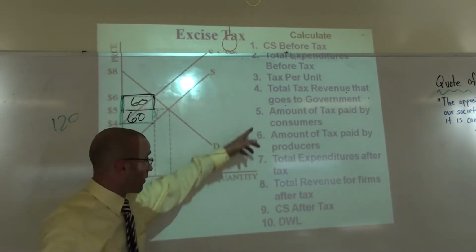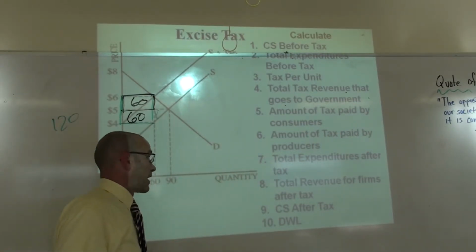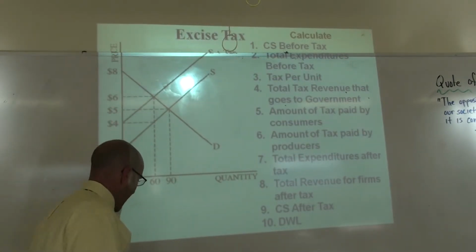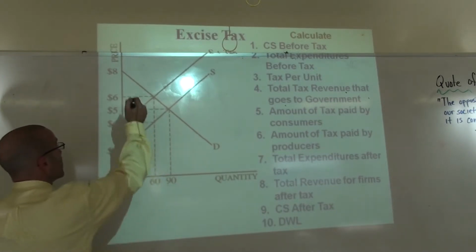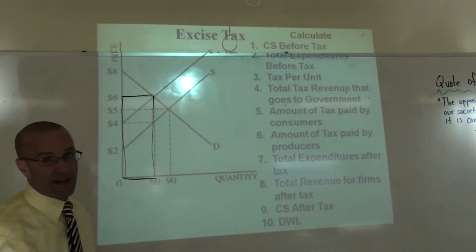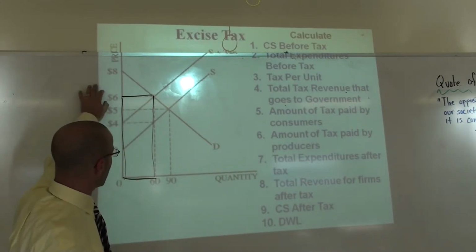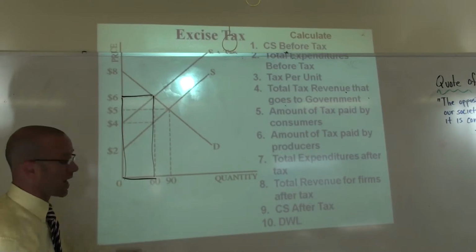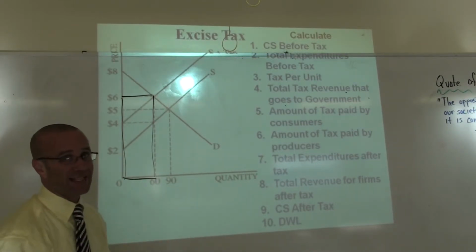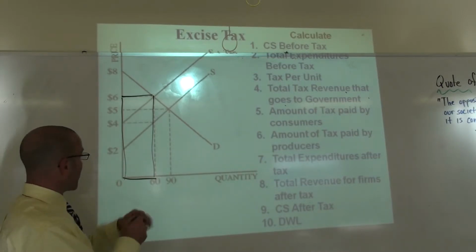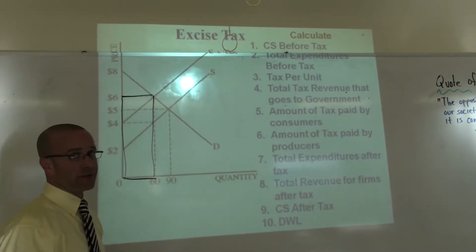All right, so we figured out 5 and 6, now we're on 7. The total expenditures after the tax. Okay, 6 times 60. We got a skinnier rectangle now. This total area is the total revenue. 6 times 60 is 360. Before the tax, it was 5 times 90, so 450. So the tax takes away sales, takes away total revenue. This is all the money that's going into the register.